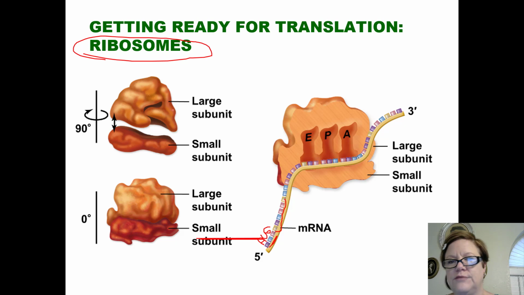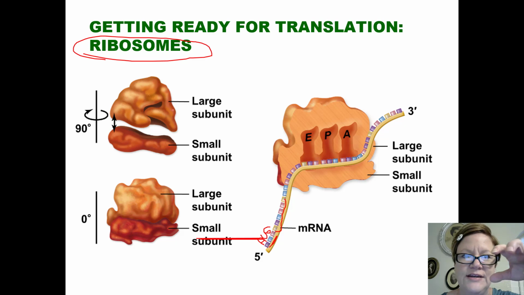And I usually refer to it as like a hamburger bun. You have the lid, the large subunit is like the lid of the bun, and the small subunit is like the bottom of the bun. And then the mRNA is like a piece of bacon in the middle. Whatever you want to call it. But that's kind of how it happens.